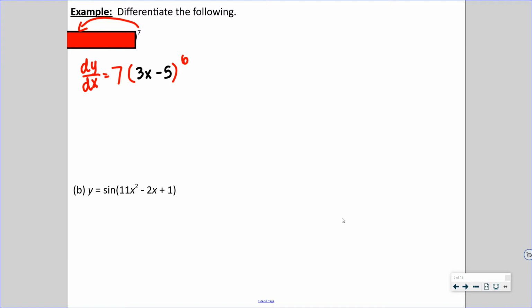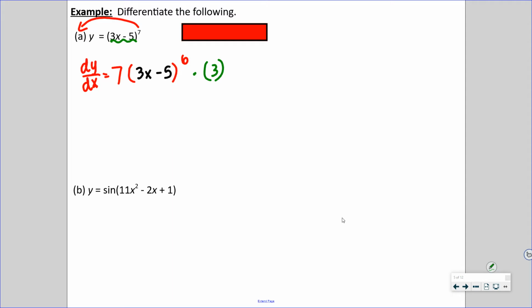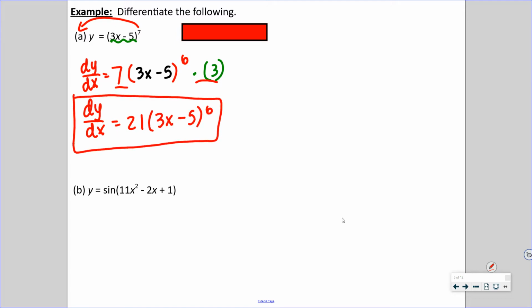Here's the chain rule part: multiply by the derivative of the inside function. So times the derivative of 3x minus 5, which is just 3. There's the link of the chain rule. The only thing I would do to simplify this is multiply the 7 and the 3 together, and you get 21 times 3x minus 5 to the power of 6. We haven't done any problems like this where we've had to multiply by that extra chain. We've only done single terms or product and quotient rule.